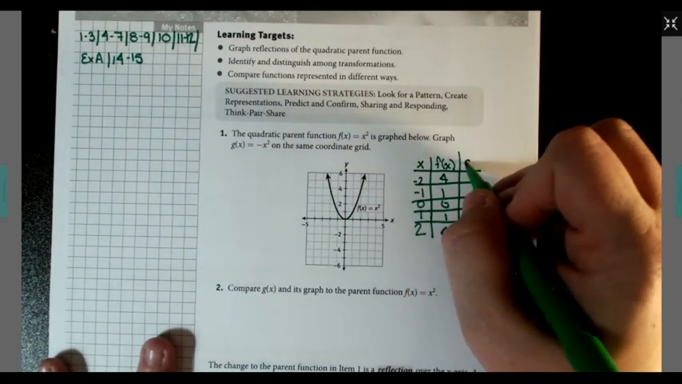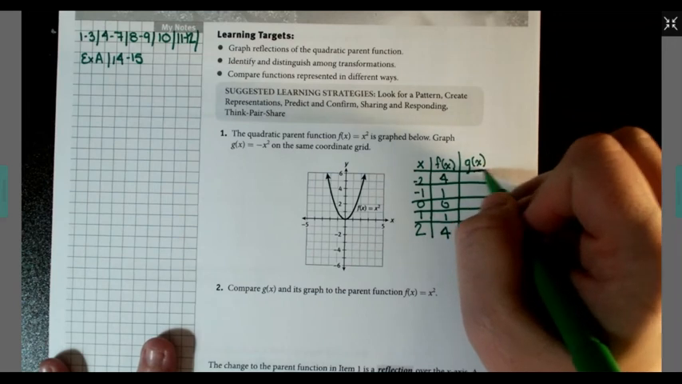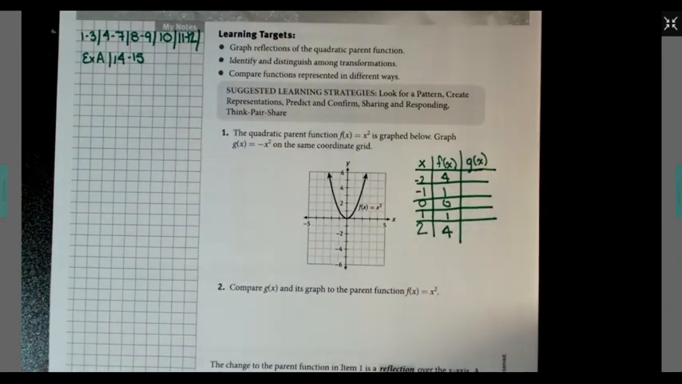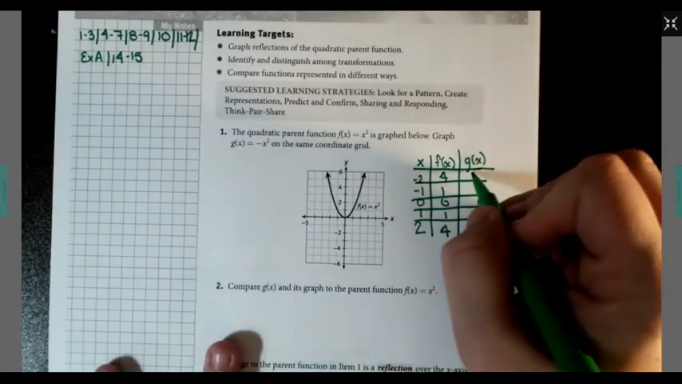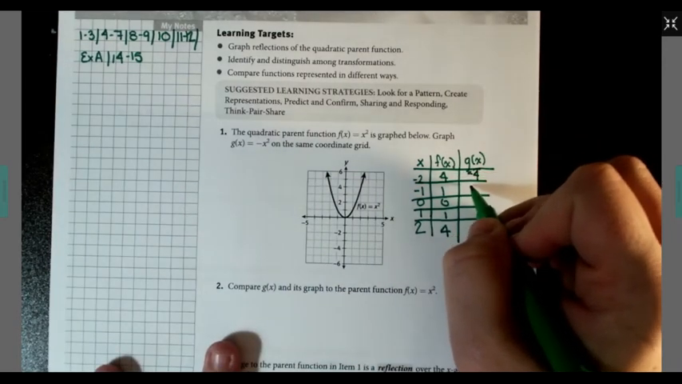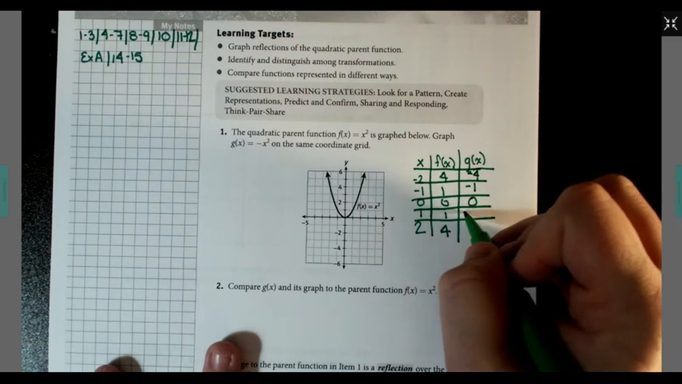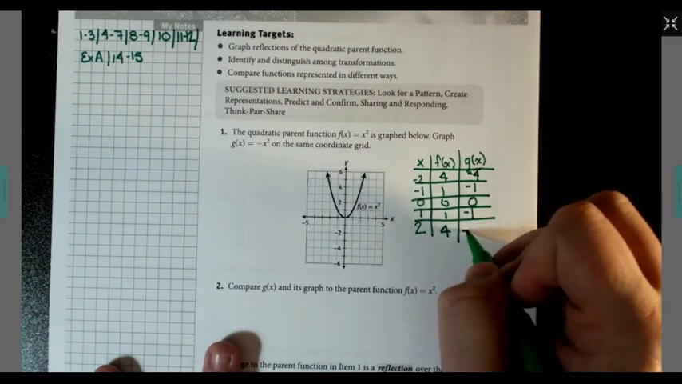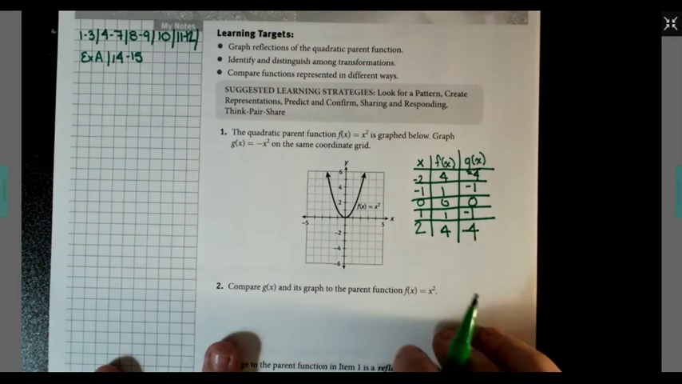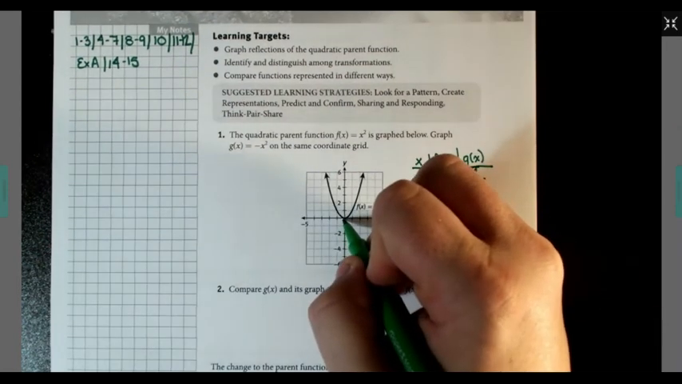Now, g of x says it is negative x squared. So, whatever x squared is, it's the negative of the sign. So, this would be -4, -1, 0, -1, -4. Now, we're going to graph that.